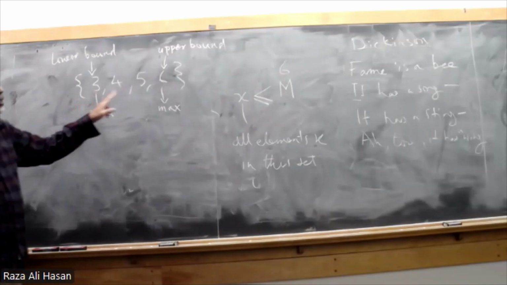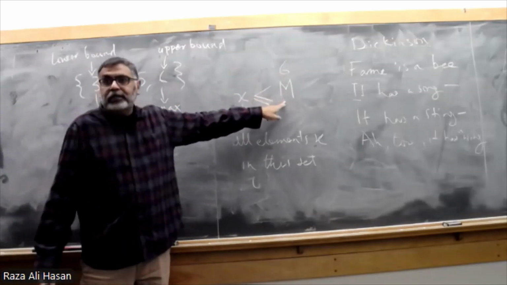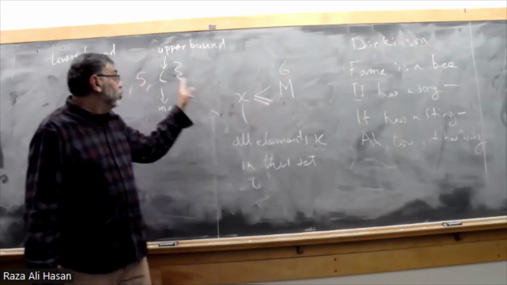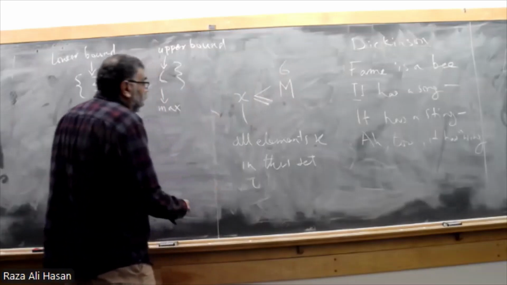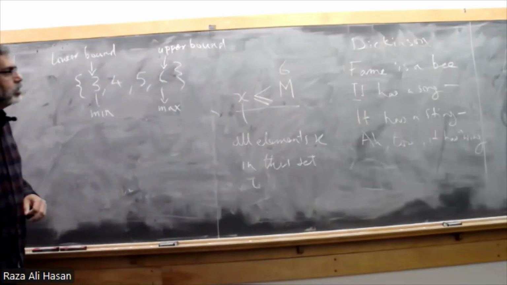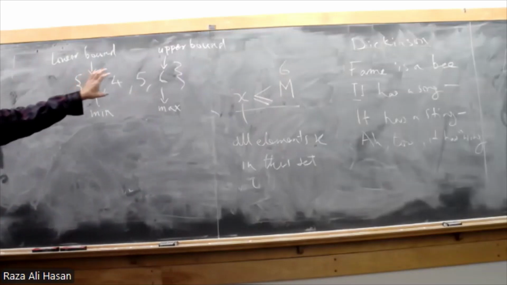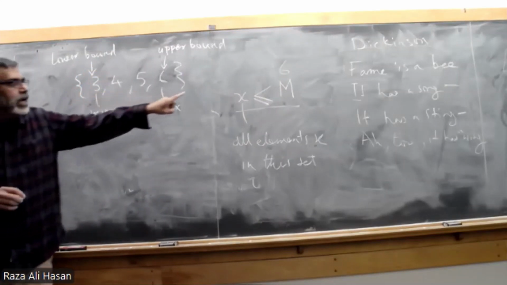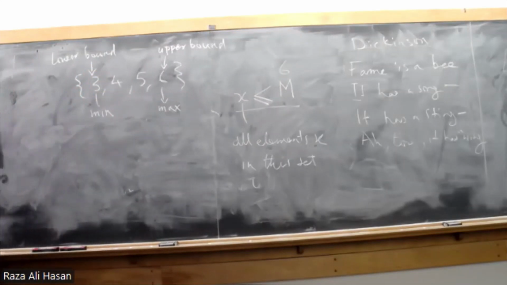So I stick 3 in. 3 is smaller than 6, smaller than the upper bound. Therefore, 6 is the upper bound. Let's get a number from here that makes that false. Is there a number that will make that condition false?